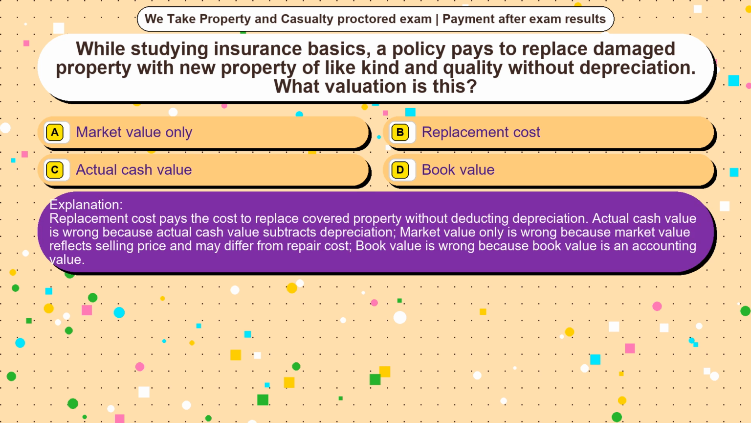Replacement cost pays the cost to replace covered property without deducting depreciation. Actual cash value is wrong because actual cash value subtracts depreciation. Market value only is wrong because market value reflects selling price and may differ from repair cost. Book value is wrong because book value is an accounting value.